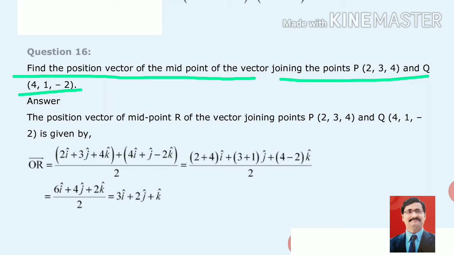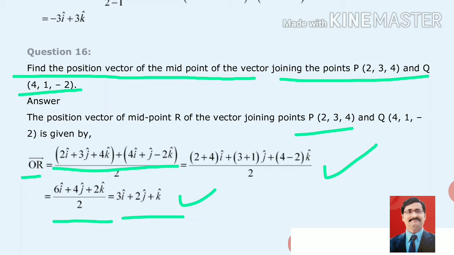So the first point P is (2, 3, 4), and the second point Q is (4, 1, -2). For these points we can find the position vectors for both P and Q, and then you will get OR. Midpoint means you add these two and divide by 2. You add the i coefficients, you add the j coefficients, and you add the k coefficients, and you will get 6i plus 4j plus 2k, which you divide by 2. The final answer is 3i plus 2j plus 1k.